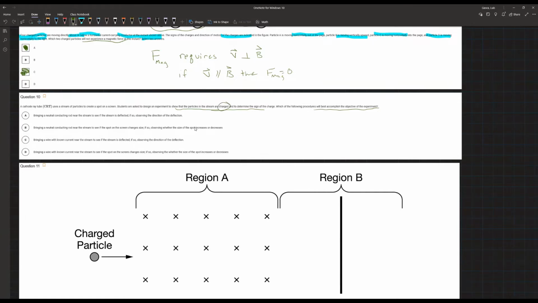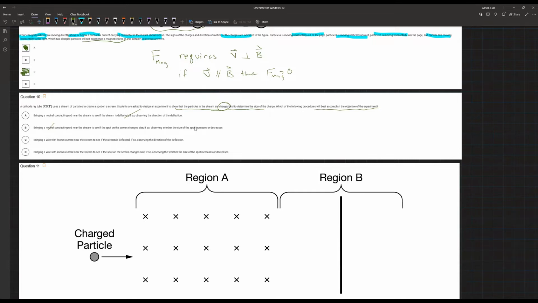A: Bring a neutral conducting rod near the stream to see if the beam is deflected. If so, observing the direction of deflection. So that's not really going to help us here. If we have a neutral item, there's no charge, there's no influence. So we don't really want to look at A or B here. And on top of that, it's separated by gas, a vacuum, and then glass. So it's not like the charge is going to deposit onto the beam here. It's separated by an insulator.